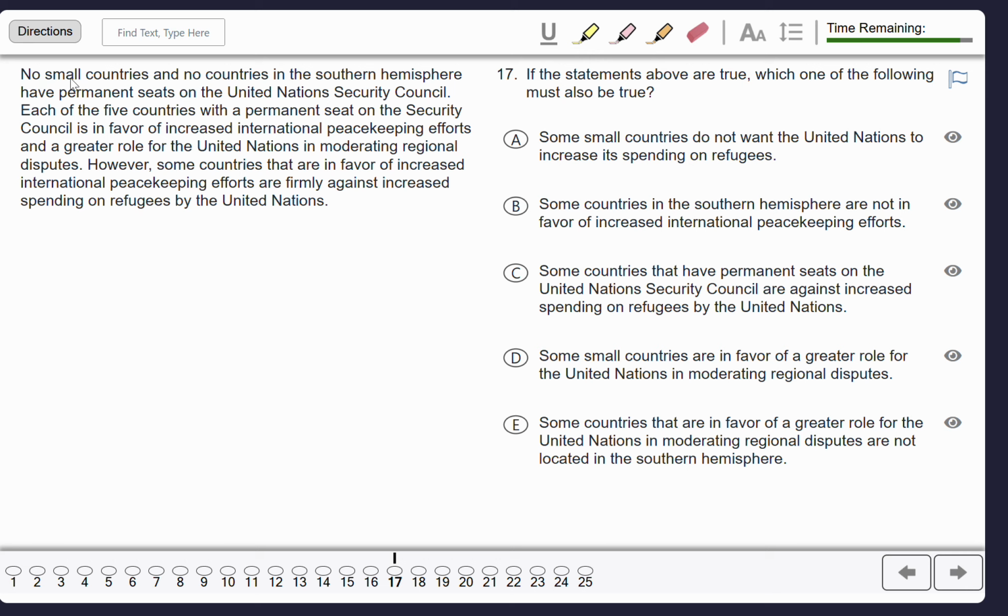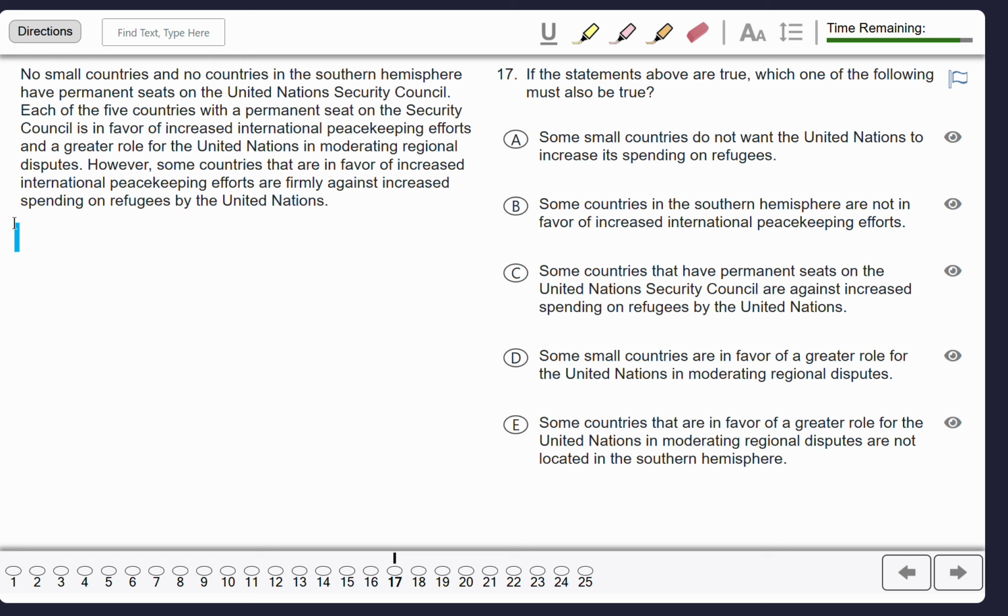Okay, great. No small countries and no countries in the Southern Hemisphere have permanent seats on the UN Security Council. Each of the 5 countries with a permanent seat on the Security Council is in favor of increased international peacekeeping efforts and a greater role for the UN in moderating regional disputes. However, some countries that are in favor of increased international peacekeeping efforts are firmly against increased spending on refugees by the United Nations. Whew, okay, a lot of information here.